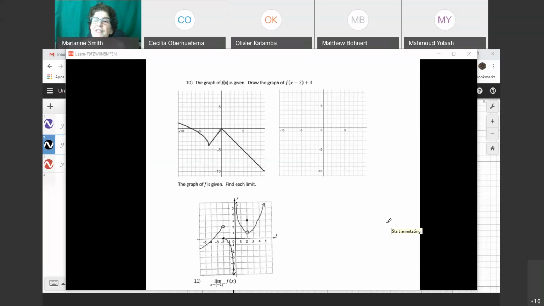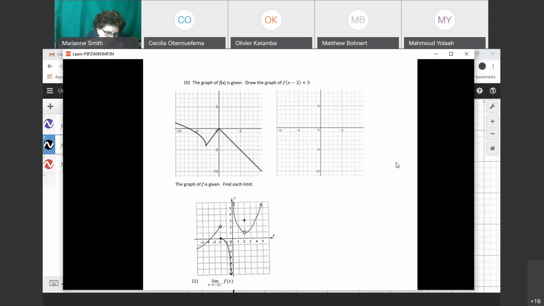So the first, number 10, is asking you about transformations, which essentially means take the graph you've got and transform it. So they're showing you over here what you've got. They're saying the graph of f of x is given, and they want you to draw this graph. Let's try a brighter highlight. Here they're showing you 2 translations.